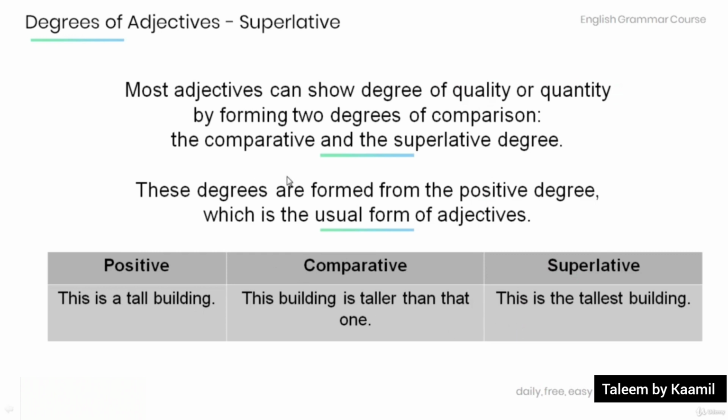Now most adjectives can show degree of quality or quantity by forming two degrees of comparison, the comparative and the superlative degree. Now these degrees are formed from the positive degree, which is the usual form of adjectives. Now have a look at the examples below. Positive degree. For example, this is a tall building. Comparative form, this building is taller than that one. Superlative, this is the tallest building.